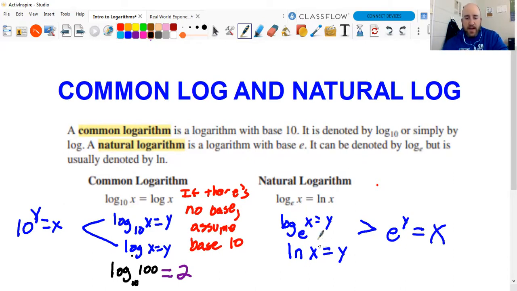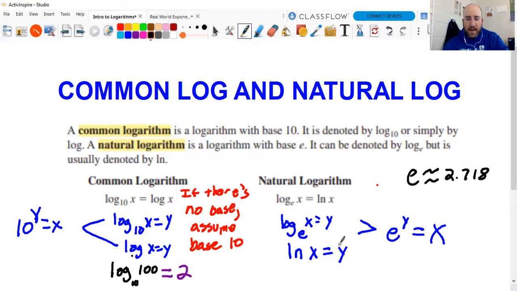So whether I have the e or not, both of these are asking the same thing: e to what power equals x? If we remember, e was equal to about 2.718. Again, it's kind of like pi. It's a number, it's a decimal, it goes forever, but we rounded this. So what you're saying is 2.718 to some power equals x.